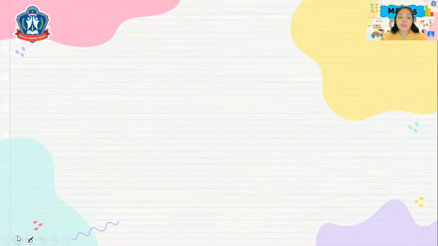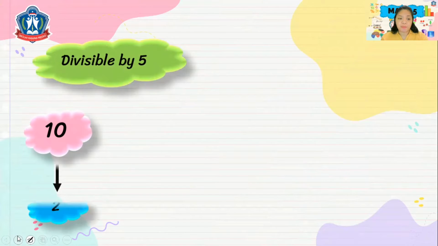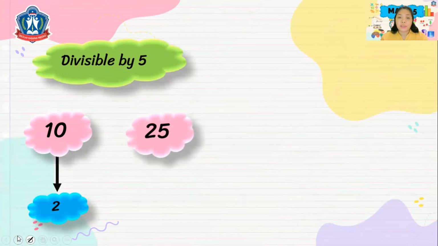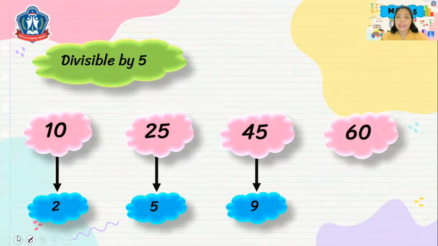Let's go to numbers that are divisible by 5. So how would we know if a number is divisible by 5? Let's have 10. If we divide 10 by 5, it will give us 2. How about 25? If we divide it by 5, it will give us 5. How about 45? Yes, it gives us 9. How about 60? If we divide 60 by 5, it will give us 12.